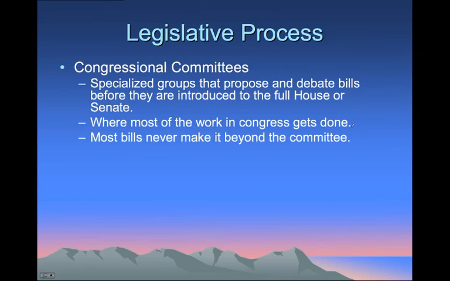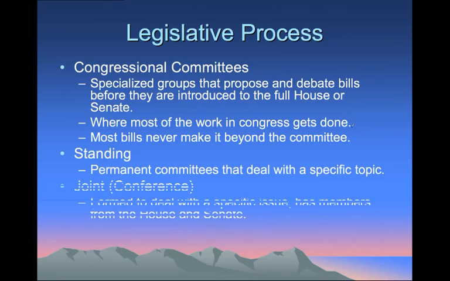And so there are different types of committees. One of those types of committees is what's called a standing committee. And a standing committee is a permanent committee. So every time the Congress meets, this committee exists. One of those committees is like the Armed Services Committee. Now, obviously, they deal with the military, and so they have to figure out what to do for the military.